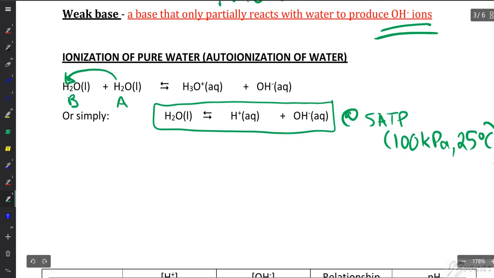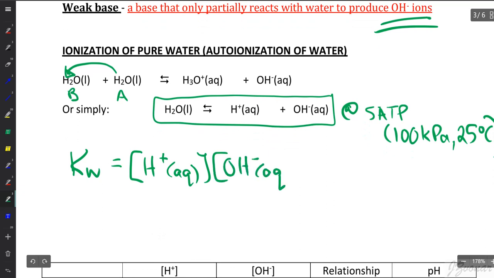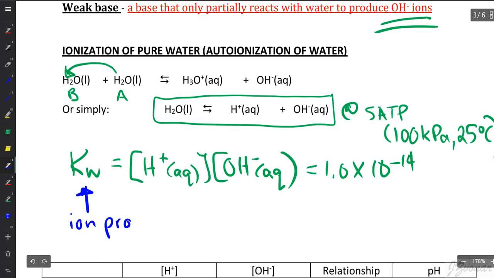So what we can come up with then is what we call Kw. All right, and so Kw then is the hydrogen ion concentration times the hydroxide ion concentration. And this is equal to 1 times 10 to the negative 14. All right, very important number to remember. This here is my ion product constant for water.